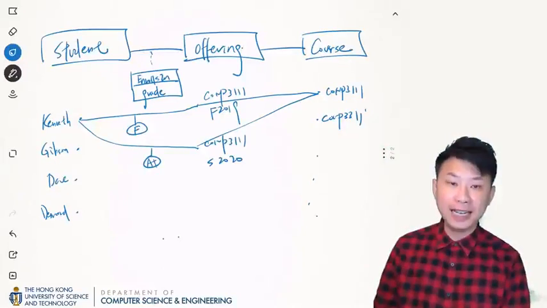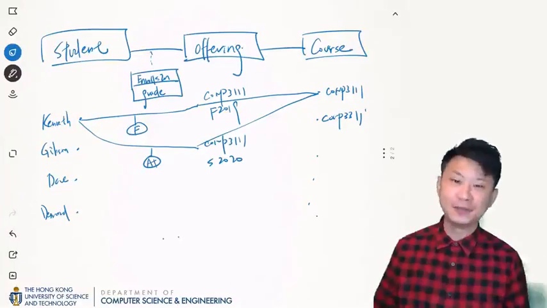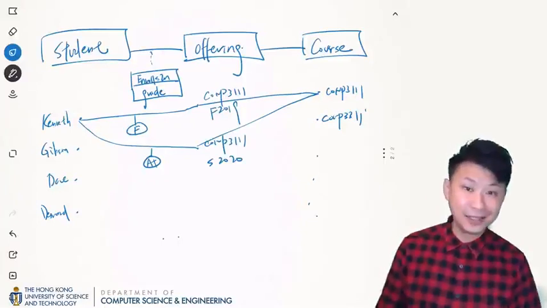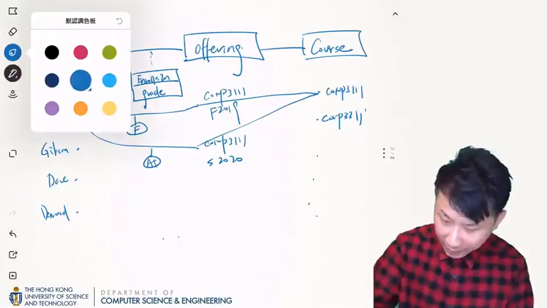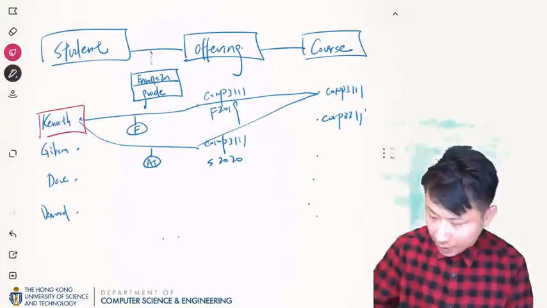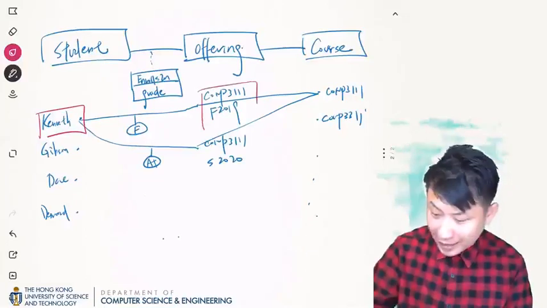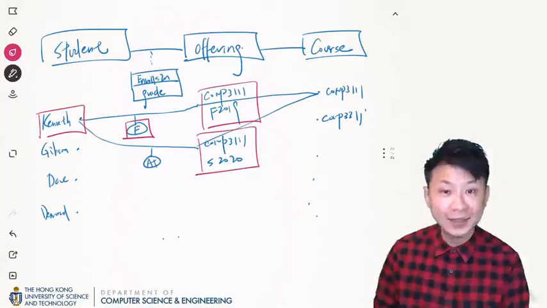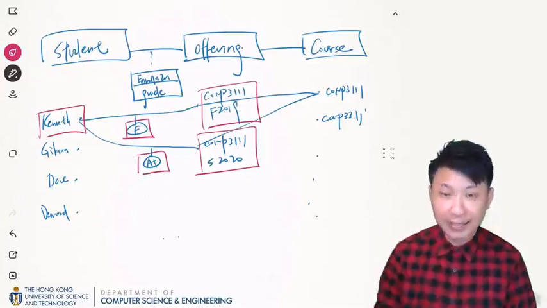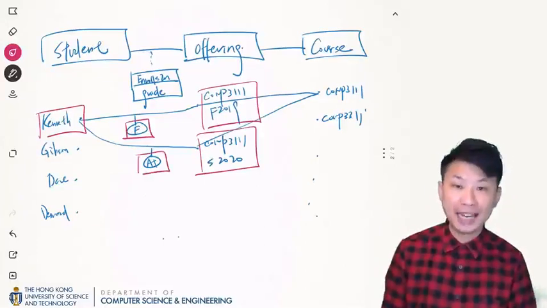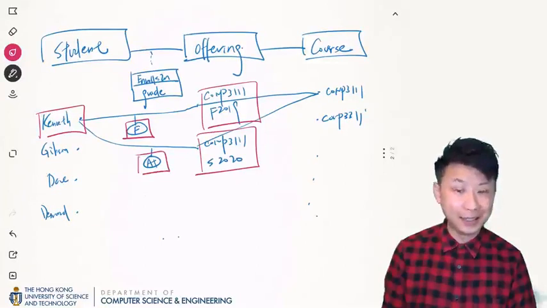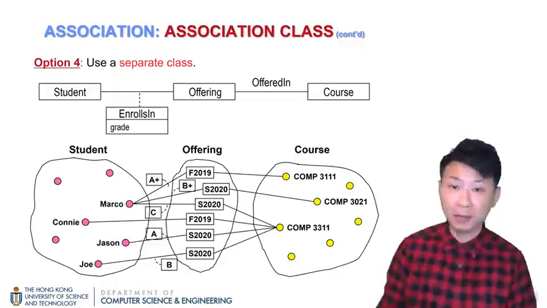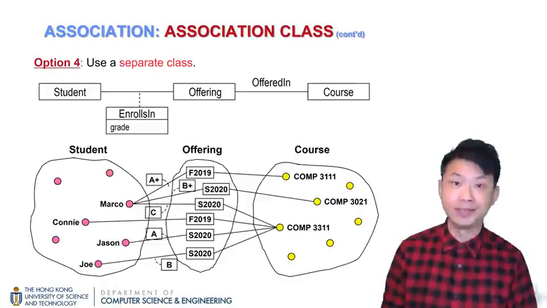So now we are relating students and courses together through offerings, and by using this model, we can keep track of all the historical information. For example, Kenneth enrolled into COM 3111 in fall 2019, and he gets an F. Then Kenneth also enrolls into COM 3111 in spring 2020, and finally he gets an A+. So using this more complicated model, we can keep track of all the historical information, and we allow students to enroll into the same course multiple times through different offerings in different semesters.